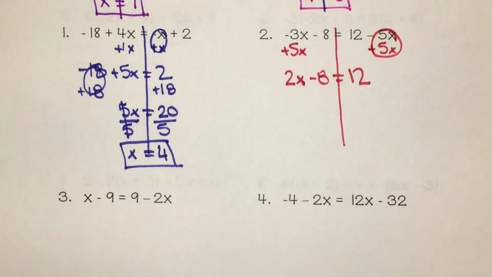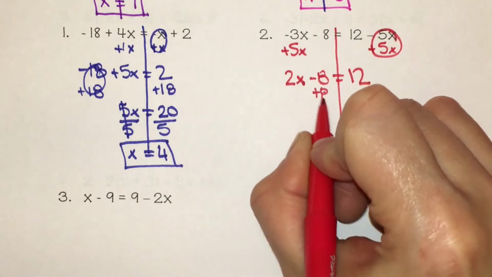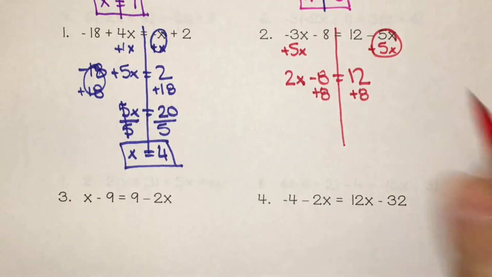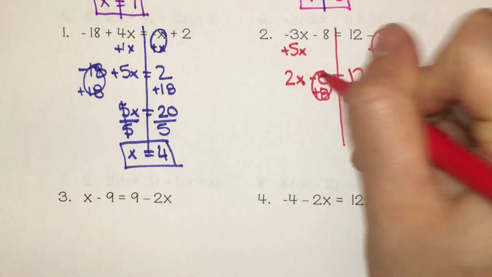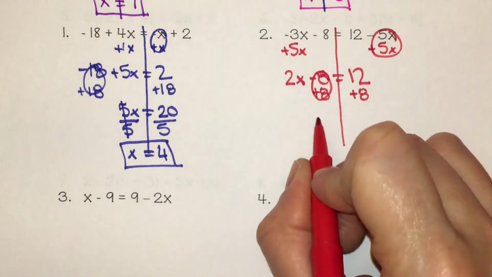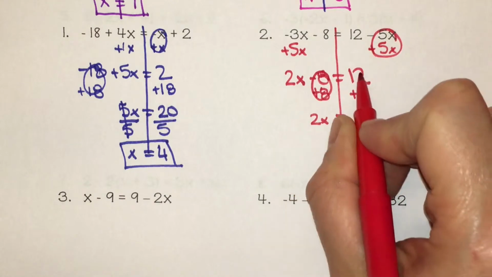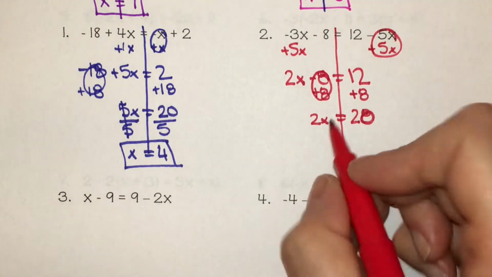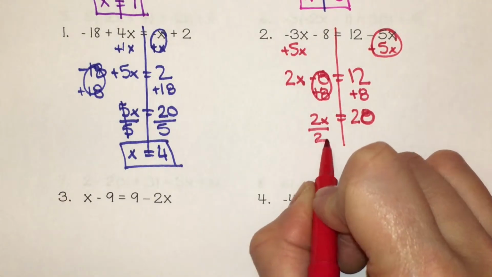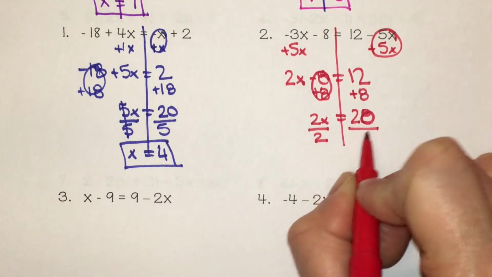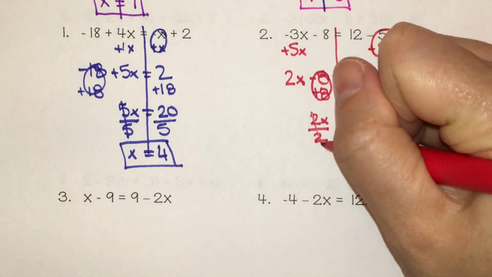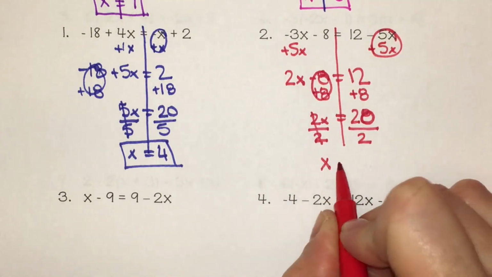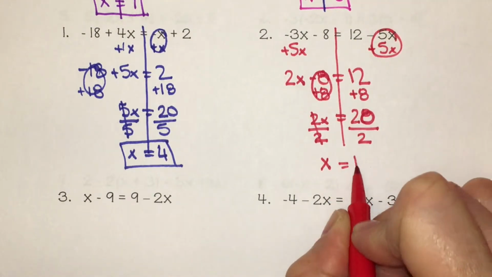All right, that minus 8 is all by itself, so that's what I'm going to get rid of next. Opposite is adding 8, and anything I do to one side, I must do to the other. Negative 8 plus 8 is 0, so bring down your 2x equals 12 plus 8 is 20. All right, we have 2 times x. Opposite of multiplying x by 2 is dividing by 2. 2 divided by 2 is 1, so we're left with x equals 20 divided by 2 is 10.